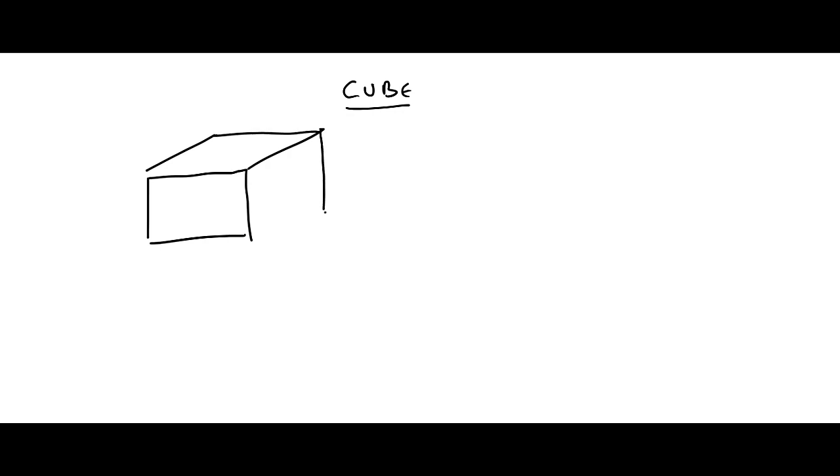Hello CAT aspirants, let's start with a new topic, that is cubes. So before starting, let's see what is a cube, how does it look. A cube is a three-dimensional figure which has 6 faces. We have 12 edges, this part, and these are the faces, and we have 8 corners. Now cube has 8 corners.